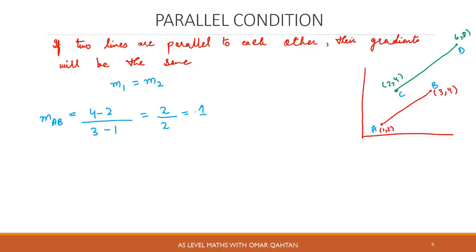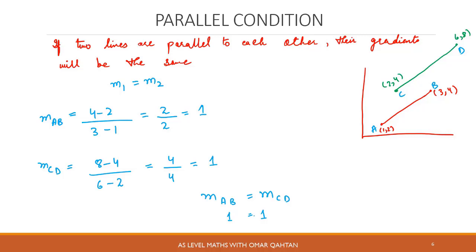Let's find the gradient for C and D also. So M of CD should be equal to 8 minus 4 upon 6 minus 2, equal to 4 upon 4, which should be 1. So see, the answer for M of AB is equal to M of CD. So it means that these two lines are parallel to each other.